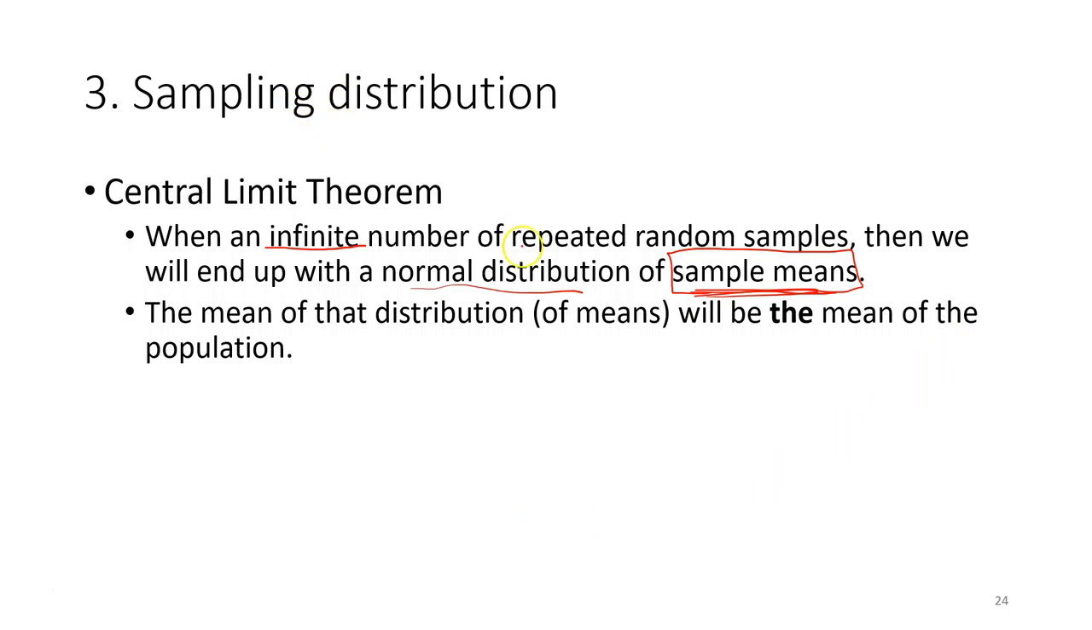According to the theorem, the mean of that distribution, the distribution of sample means, will be the mean of the population. So you can pause this video and try to calculate the mean for all the samples that all the groups calculated in the previous lecture. After that, you also calculate the mean of the population of all the 50 group leaders and see how much they are different from each other. You can pause this video and try to do it yourself.